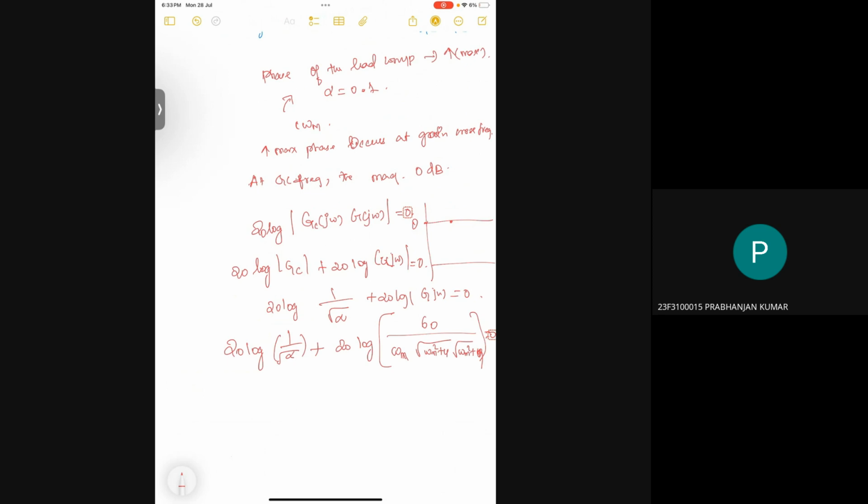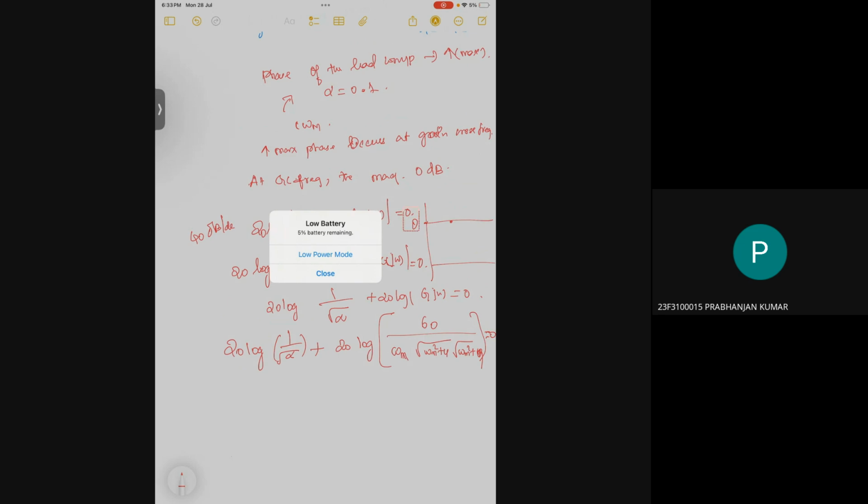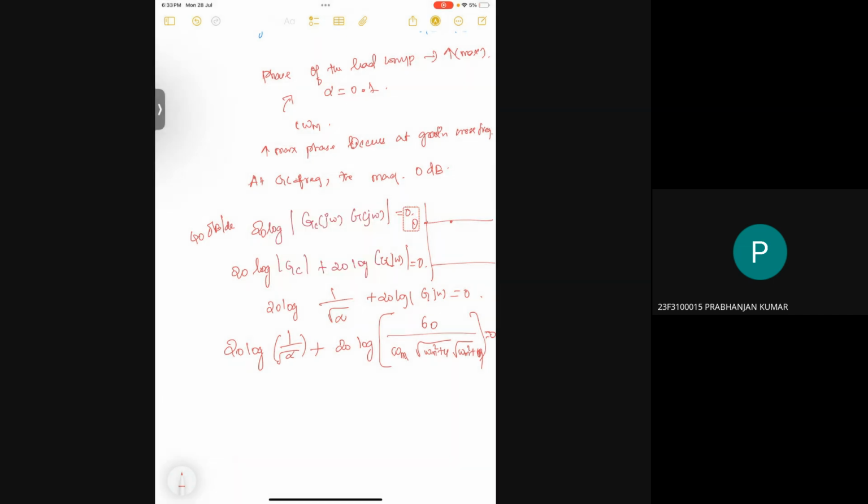See, for a constant gain, how will you write? For example, if it is 40 decibels, it's 1 by root alpha. Gain value you will write in terms of like this only, right? Yes, that's okay. I'm just thinking about that alpha and omega. What is the relation between those? So alpha is the gain for the lead compensator.